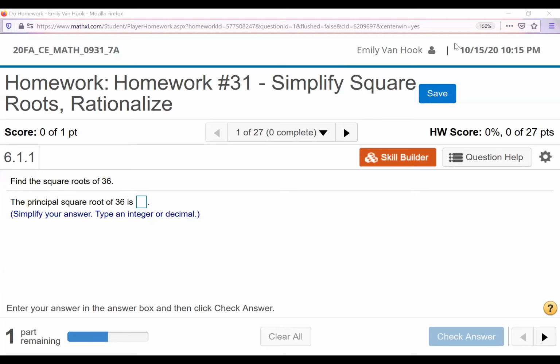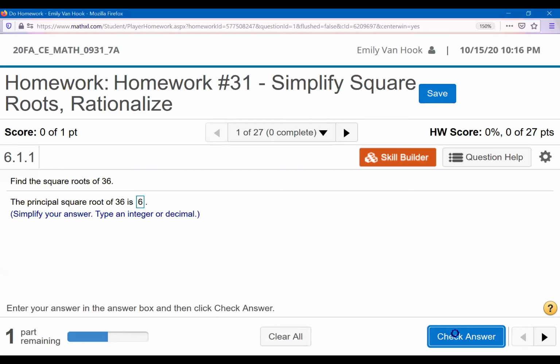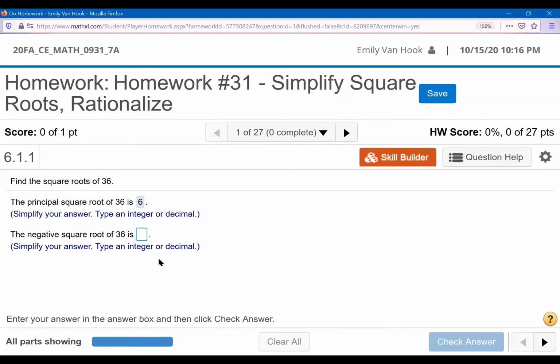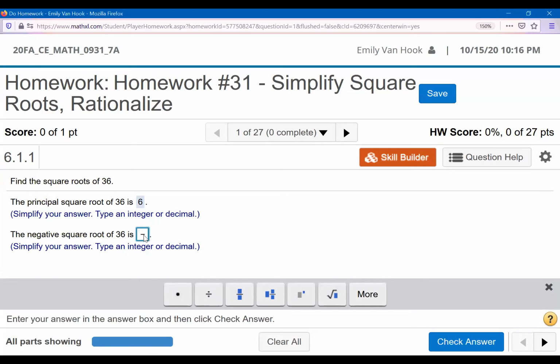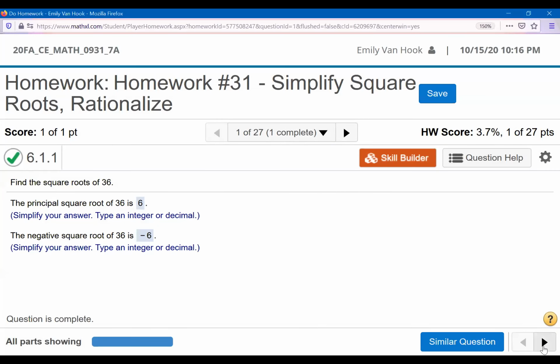So here's number 1. It says find the square roots of 36. And it's going to ask us in 2 parts. So it says the principal square root of 36 is, so that's where I'm going to write positive 6, because 6 squared is 36. And then the second part, now it's asking me for the negative square root of 36. So the negative square root of 36, that would be negative 6. Okay. Let's see, that was number 1.